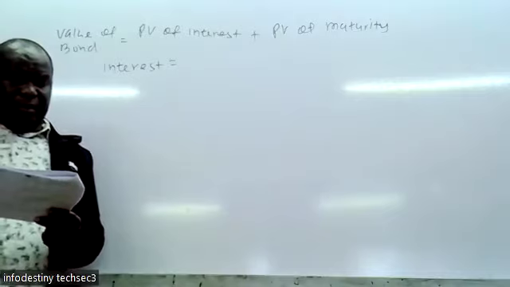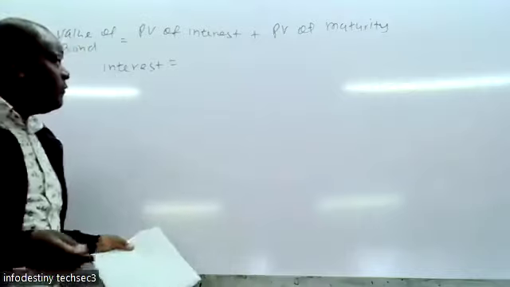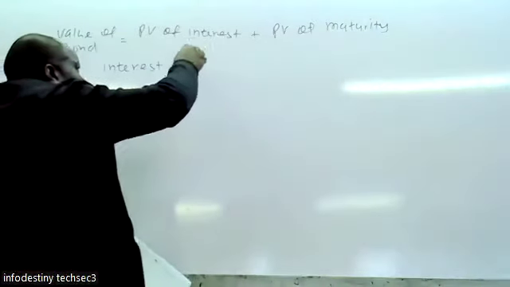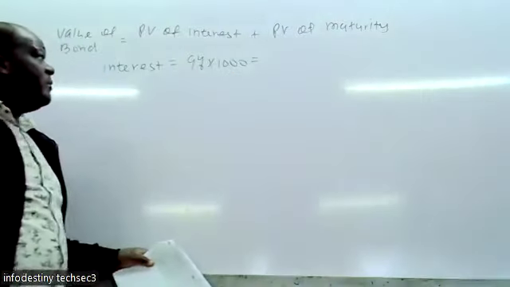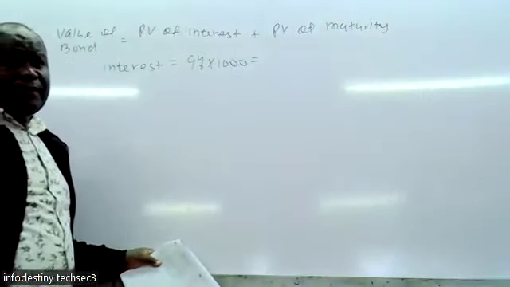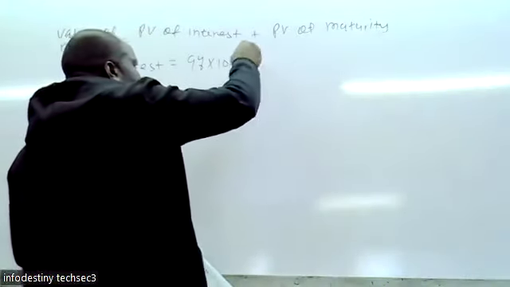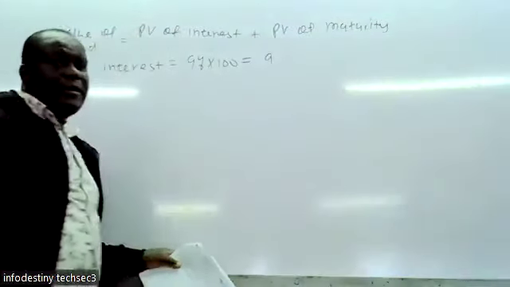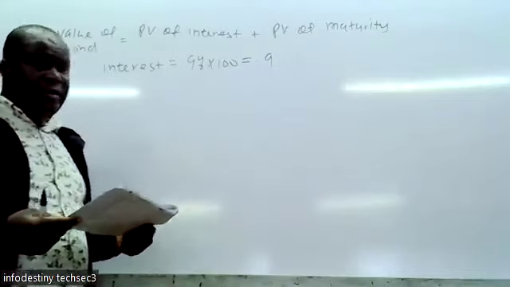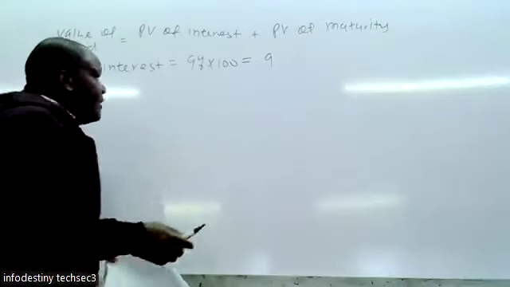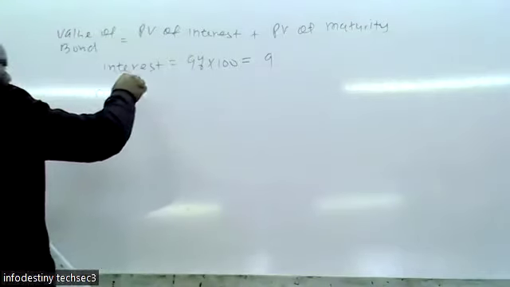You are given the interest rate of 9%, so you get 9% of 100. What should be 9% of 100? That should be 9. And then after calculating the interest, we need to come up with the maturity value.